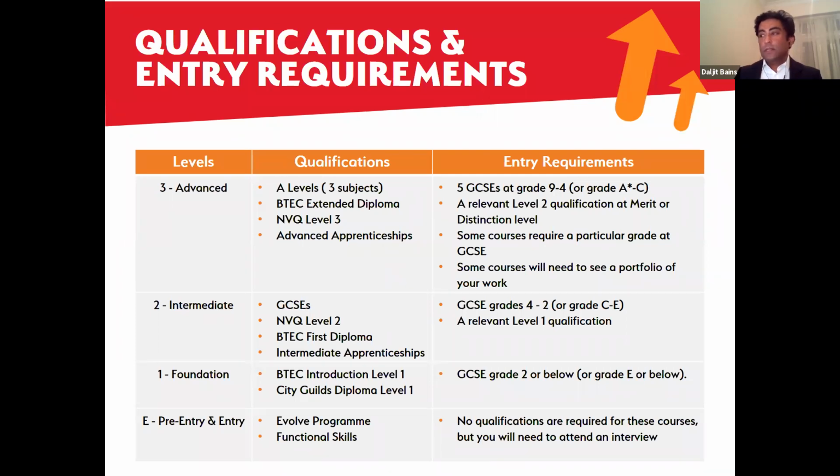A levels are 2 years, and a BTEC extended diploma can be 2 years as well. A level 2 intermediate course is 1 year long, and it's an opportunity for you to get a qualification. In this level 2 qualification, you can also do resits in maths and English if you need to. So if you do not hold a grade 4 and above, it's an opportunity to add that to your study program, and you can make sure you get your maths and English before you move up to level 3.